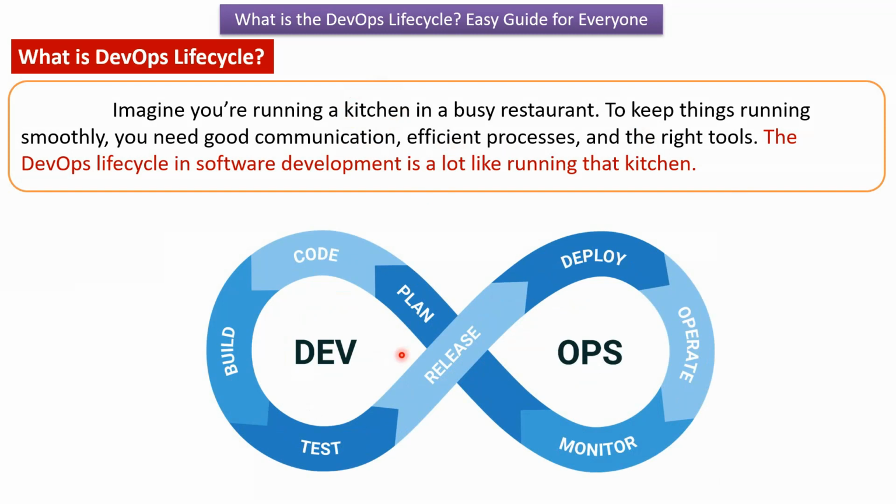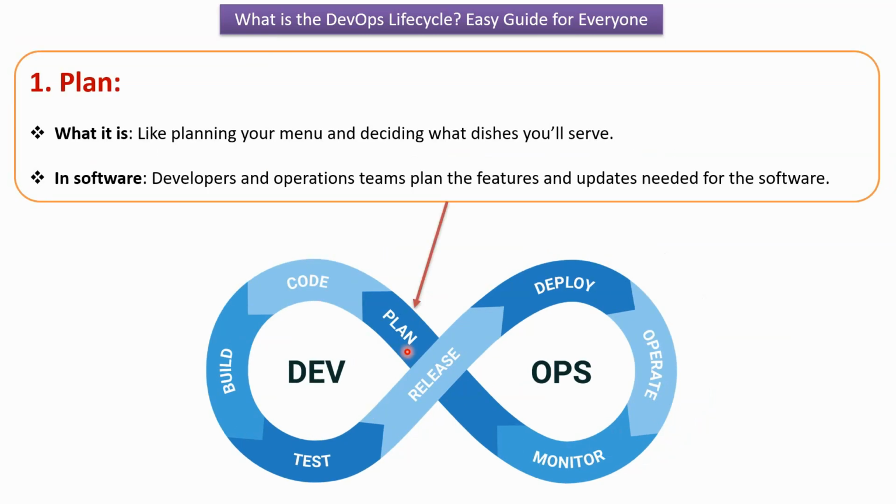Here you can see the different stages of the DevOps lifecycle: plan, code, build, test, release, deploy, operate, and monitor. Then all these steps will be repeated. Step 1 is plan, like planning your menu and deciding what dishes you will serve. In software, developers and operation teams plan the features and updates needed for the software.